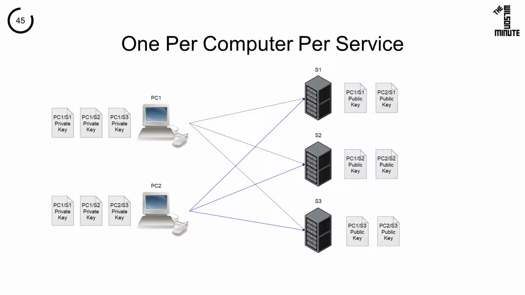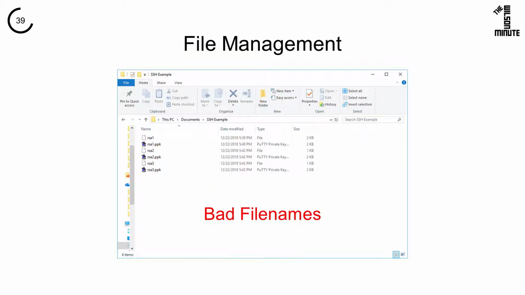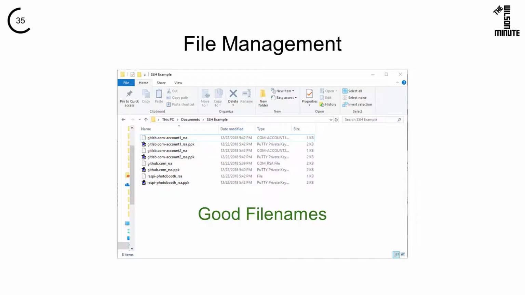In this example, PC1 has a separate pair for services 1, 2, and 3. PC2 also has its own keys that mirror this. It is important to organize your keys so that you know what each is for. I like to start off with an identifier such as the domain name followed by a username if there are multiple, followed by the algorithm used. I also like to give my public keys the .pub extension.